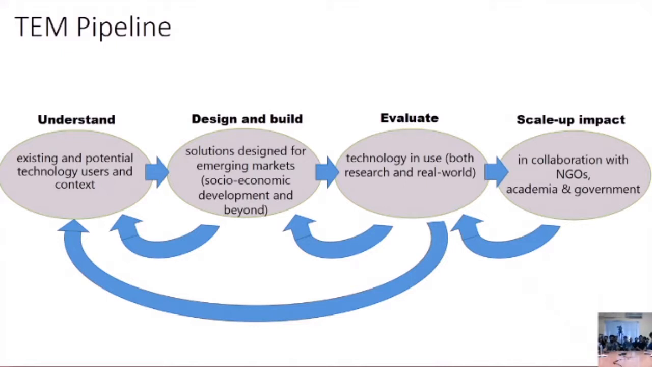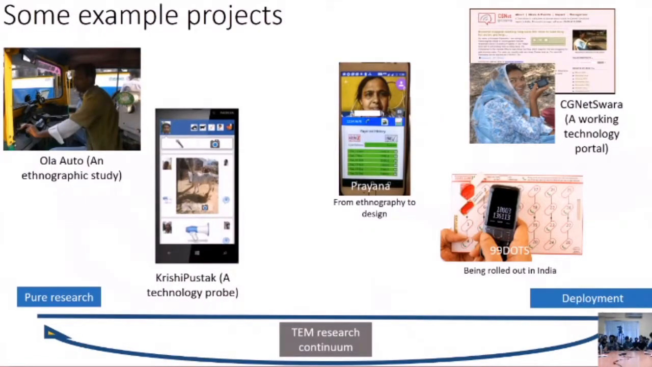But handing over a technology is not that simple. So you often have to work with them for quite a long time. And that's one of the values we have here, because in a university, you often have to get on and do your next grant, your next project, and you don't have that time. So again, Bill's project for 99 dots is a real example of that.